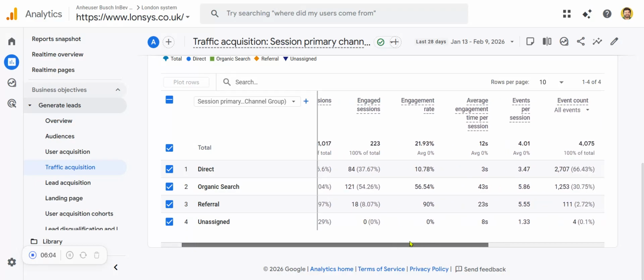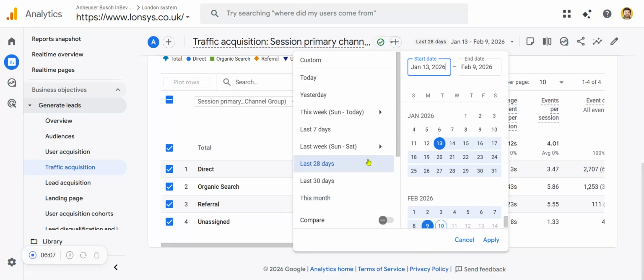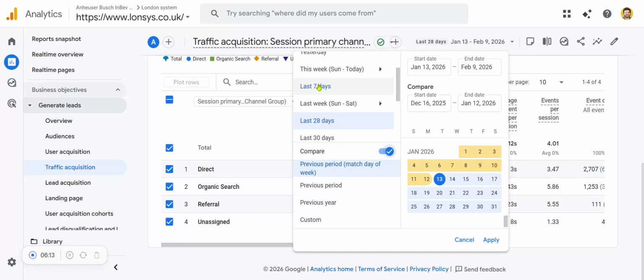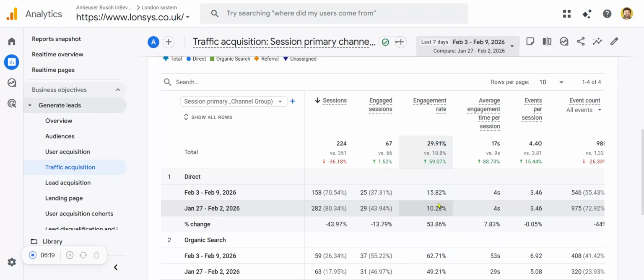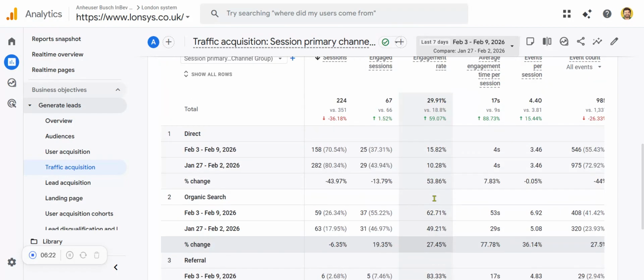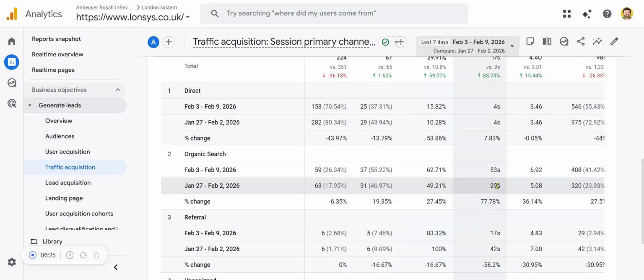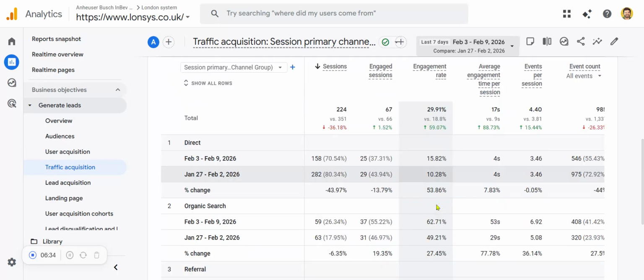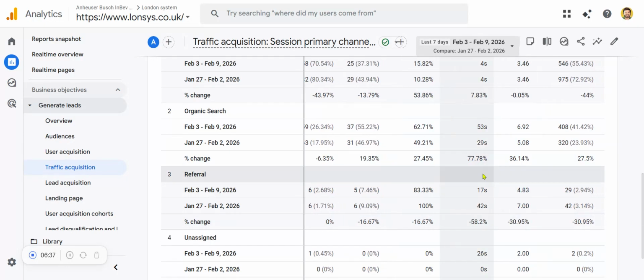Now, one thing I like to do to show that you have improved, you come here to compare, and you compare, for example, the last 7 days to the previous 7 days. And right here, you'll see that there has been an improvement in engagement, big improvement right here, from 29 seconds to 53, 77% improvement, 27% improvement in terms of engagement rate. So you are able to compare last week's results, or last month's results, or last 3 months results to the current result.